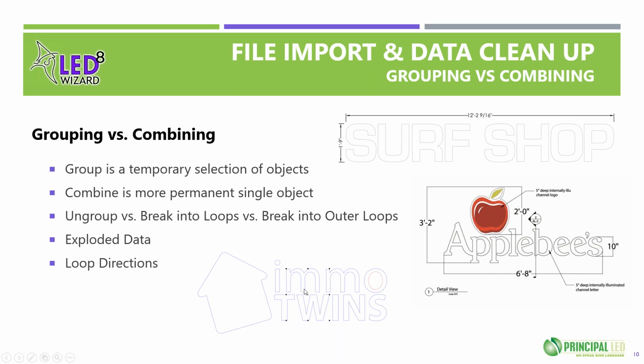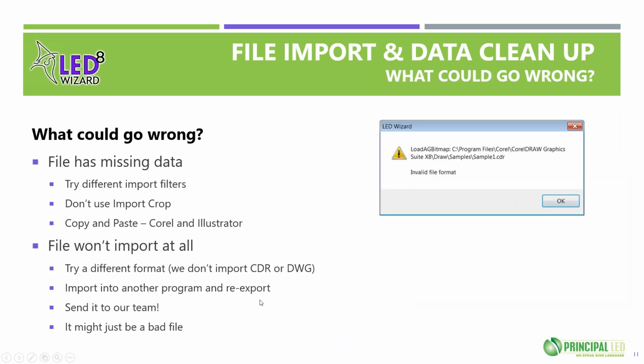And actually this file, I'll explain what's wrong with this file: these letters are oddly grouped. I have one letter from the top and one letter from the bottom in a group, which is not the proper organization for these letters. So I'll show that. So the infamous question, what could go wrong?